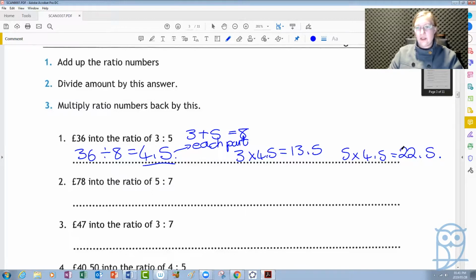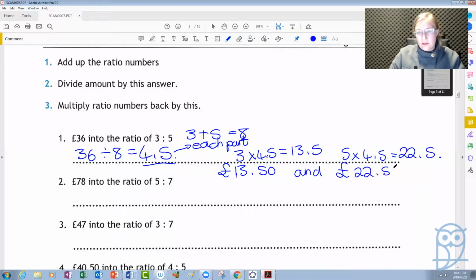If we add these two together, we should be getting 36. So 0.5 and 0.5 gives us 1. That's 3, 3, 6. Yes, that works. So we haven't made a mistake. Now we've worked out how much each is. So we have in pounds, £13.50 and £22.50 that we divided it into.